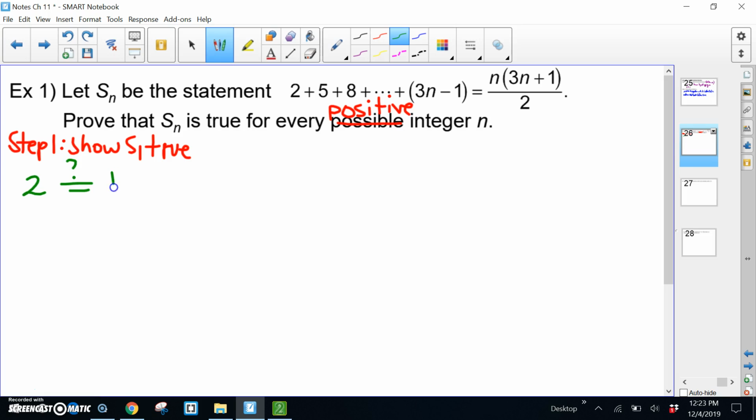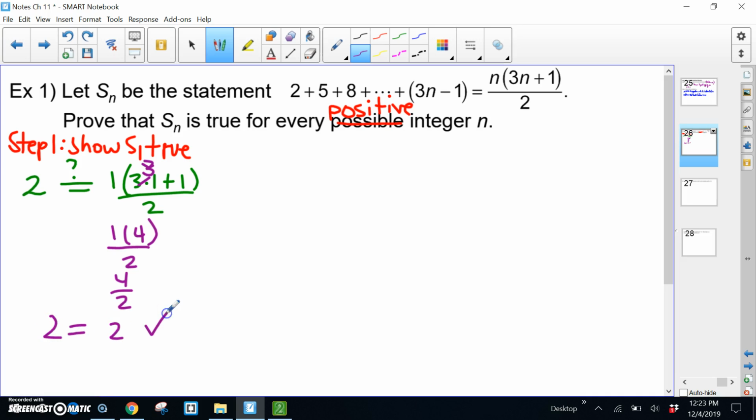So on the right side, that says 1 times 3 times 1 plus 1 over 2. You're going to have a lot of algebra to do in this lesson. The more you can do in your head, probably the better. But 3 times 1, that's 3 right there, plus 1 gives me 4. We've got 1 times 4 over 2. 4 over 2 gives me 2. And so we've got a true statement. Check. S1 is true.